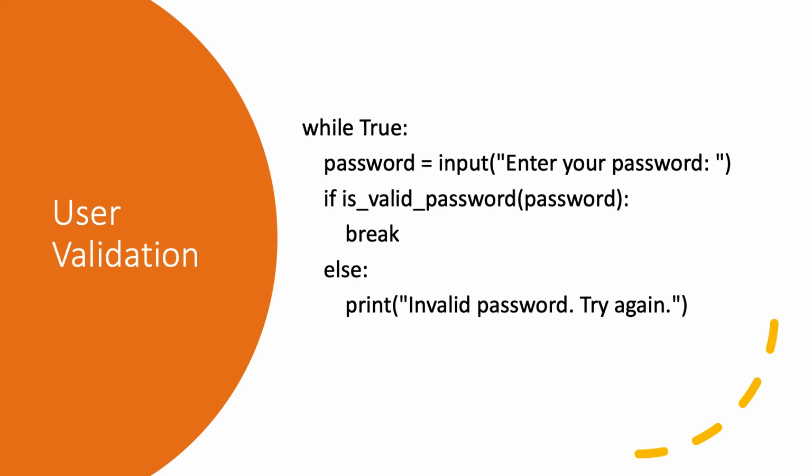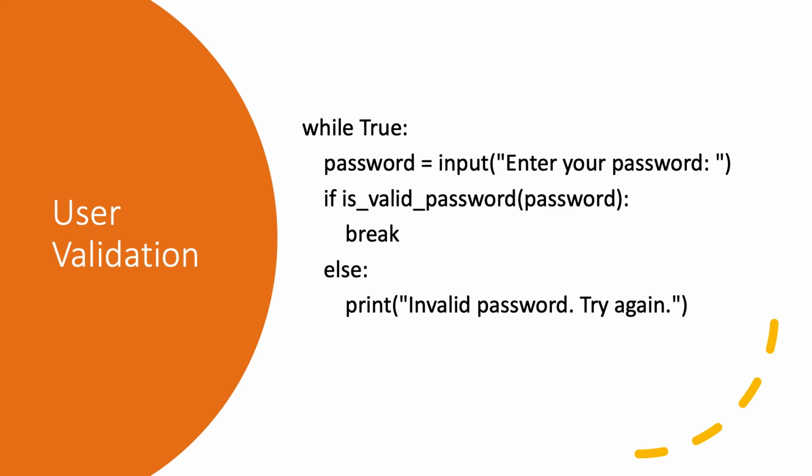This slide demonstrates a while loop in Python for user validation, specifically for password entry. So the loop starts off with the condition while true, and since true is always true, then this while loop will always run, at least once, until something inside of the loop breaks it.